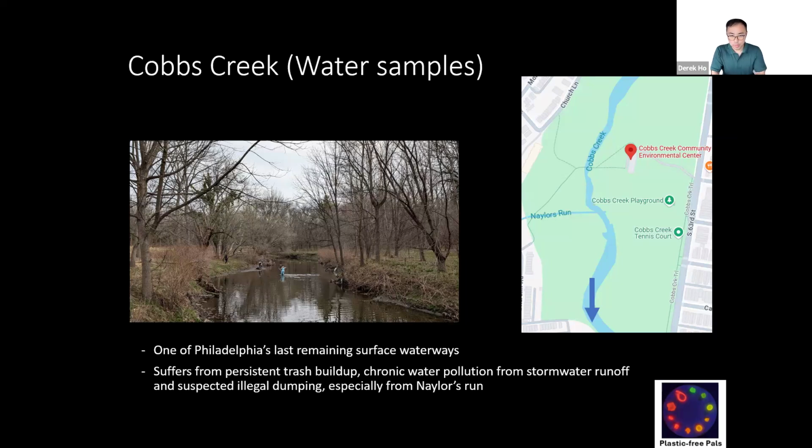So in Philadelphia, we have Cobbs Creek, which is one of Philadelphia's last remaining surface waterways. However, it suffers from persistent trash buildup, chronic water pollution, and a lot of illegal dumping, especially from Naylor's Run. You can see that offshoot over there. I brought out a group of students to measure water at these 4 different locations at the same time. Here we measured the left of the transect, the right of the transect, and the middle.